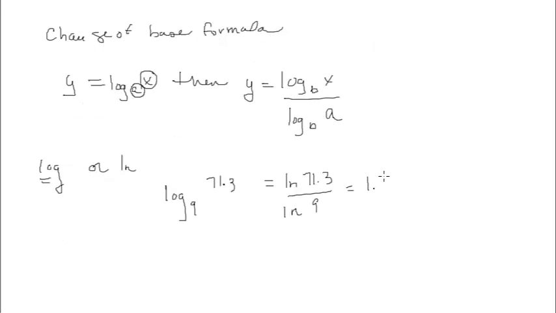I get about 1.942 if I round. Or, again, you could have used common log, just log, meaning base 10, 71.3 over log of the base, which was 9. And again, when you plug that into your calculator, you get the same value. So change of base formula is just a way to get a value for a log with a known base and argument using your calculator.